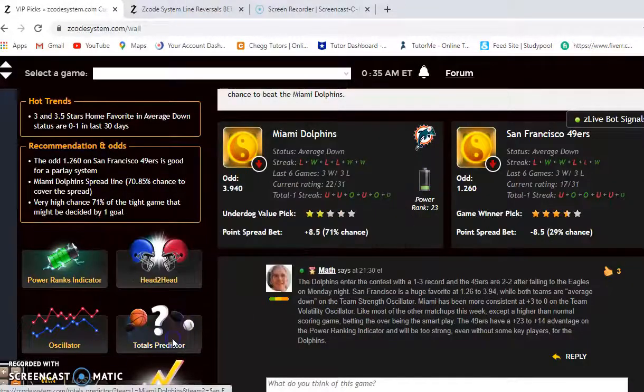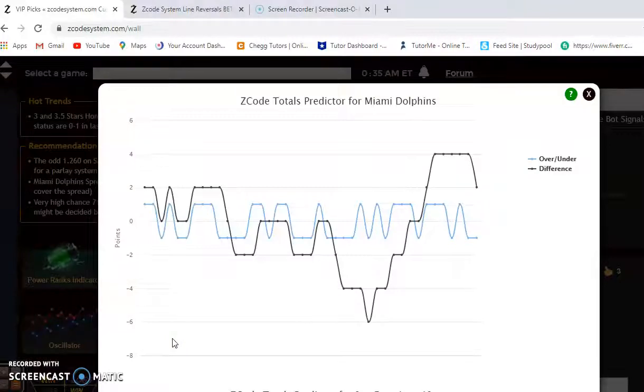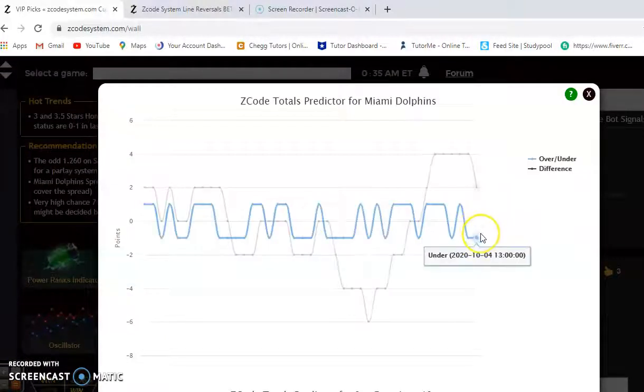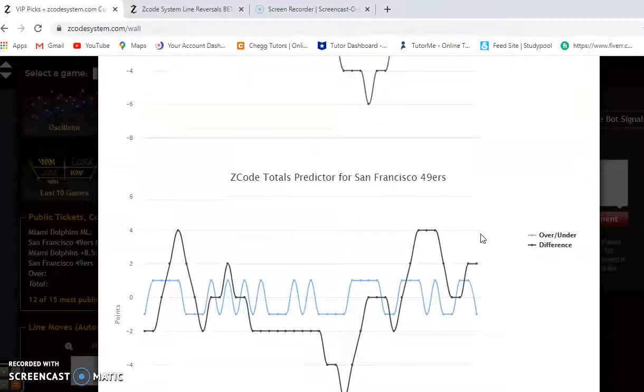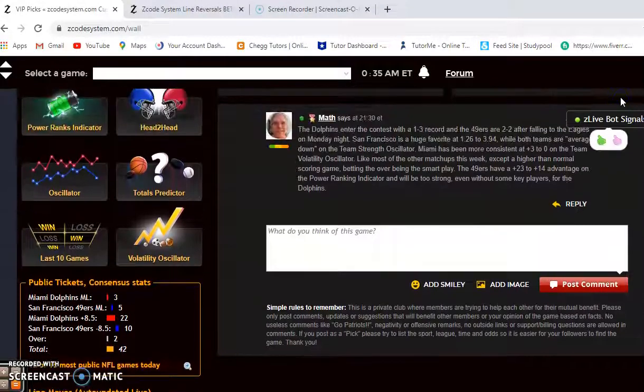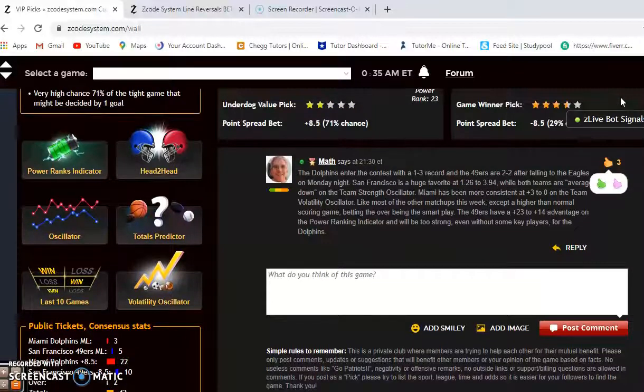If you consider the over and under, Miami is playing in games trending over the line, you see the black line compared to the blue. You see the 49ers are also playing in games trending over the line. So again, just like most of the other games today that we're looking at, it's probably good to bet the over.